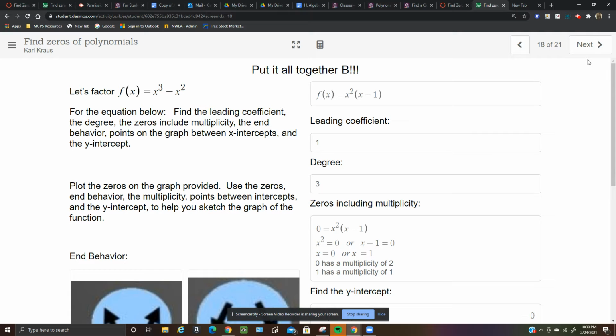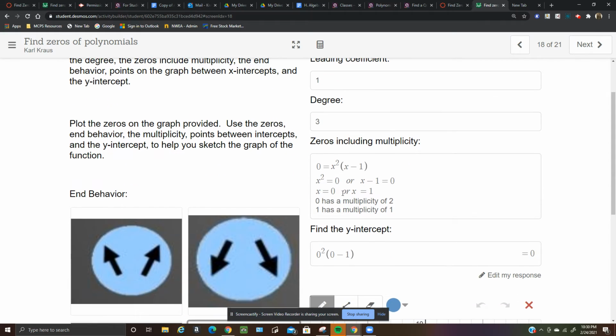And then 18, factoring out the GCF, which is x squared. You get x minus 1. Leading coefficient is 1. Here, degree is 3. Equate each factor to 0. You get 0 and 1. 0 occurs twice and 1 occurs once.